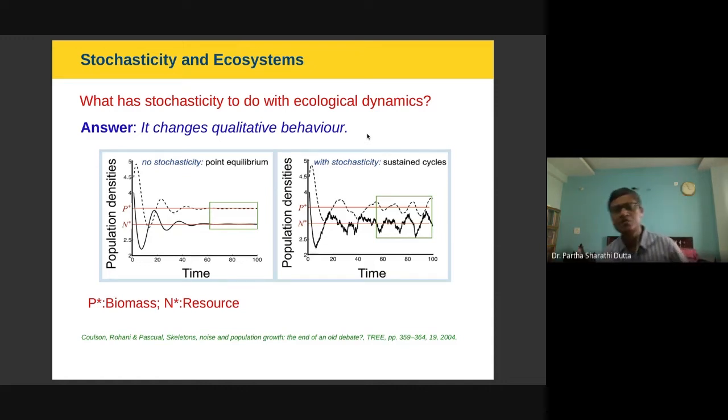There is a very nice paper written by Kim Coulson, Pageman, Rohini and Marcellus Pasquale. In that paper, they have this very nice figure. They have shown that when there is no stochasticity, there are two species, P and N, and with time, though there is an initial transient oscillation, the transient oscillation dies out and the system reaches equilibrium states. So these are basically point equilibria, right? But if you add stochasticity in the system, what may happen? That is in the right figure. If you add stochasticity, the transient oscillation may sustain and the system may start showing cyclic behavior. So the point is that noise changes qualitative behavior, and it is important to study dynamical systems in the presence of noise.